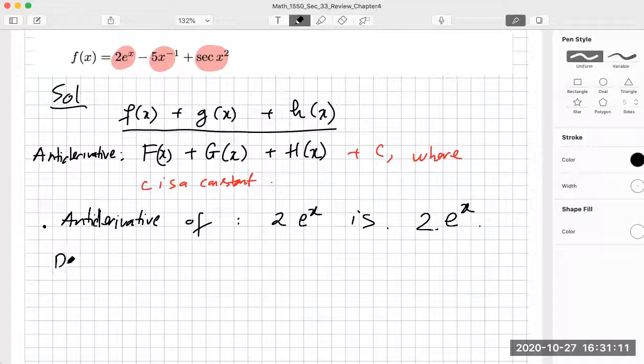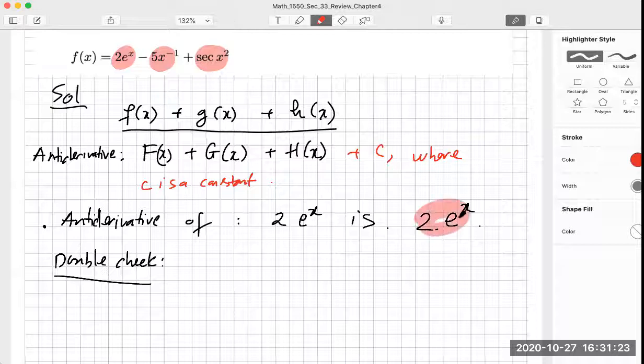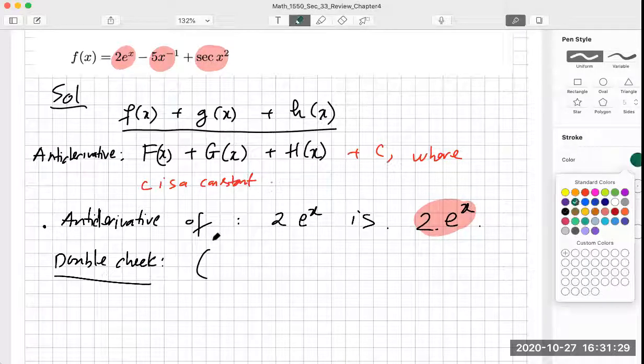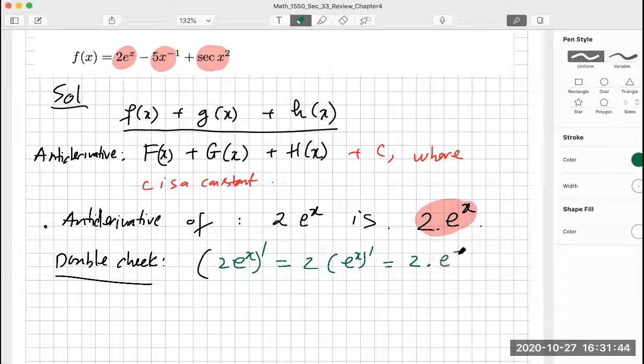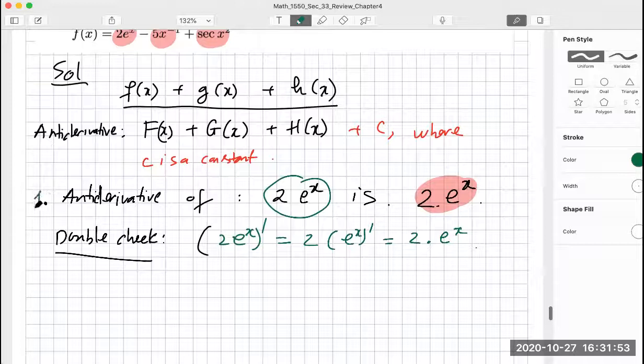And you can double check it by taking the derivative of the antiderivative and see if it gives us the correct answer, right? When we take the derivative of 2e to the x, it gives us 2 times the derivative of e to the x. The number, we can take it out of the derivative, right? Then the derivative of e to the x gives us e to the x. Yes, and it is confirmed here. So we are good. That is the first guy.